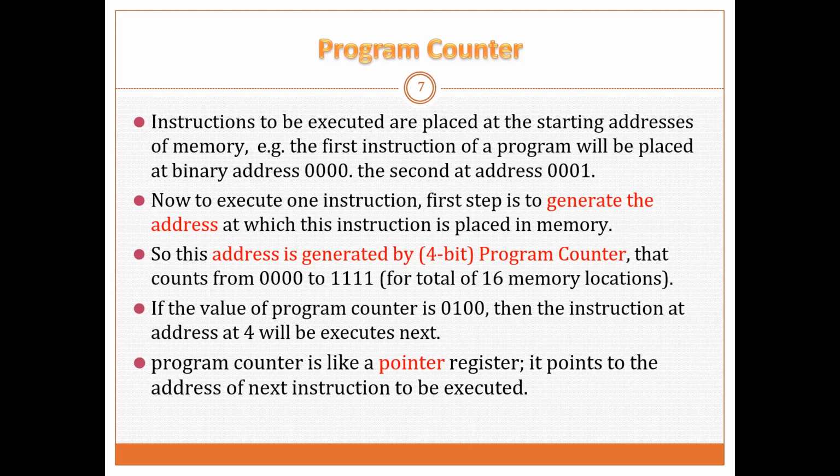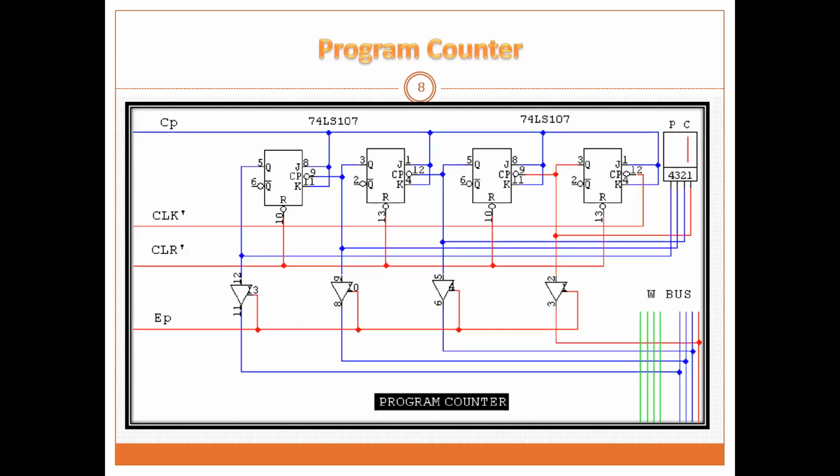So this address is generated by a 4-bit program counter that counts from 0000 to 1111 for a total of 16 memory locations. If the value of the program counter is 0100, then the instruction at address 4 will be executed next. Program counter is like a pointer register. It points to the address of the next instruction to be executed. Here is the diagram or schematic of the program counter.